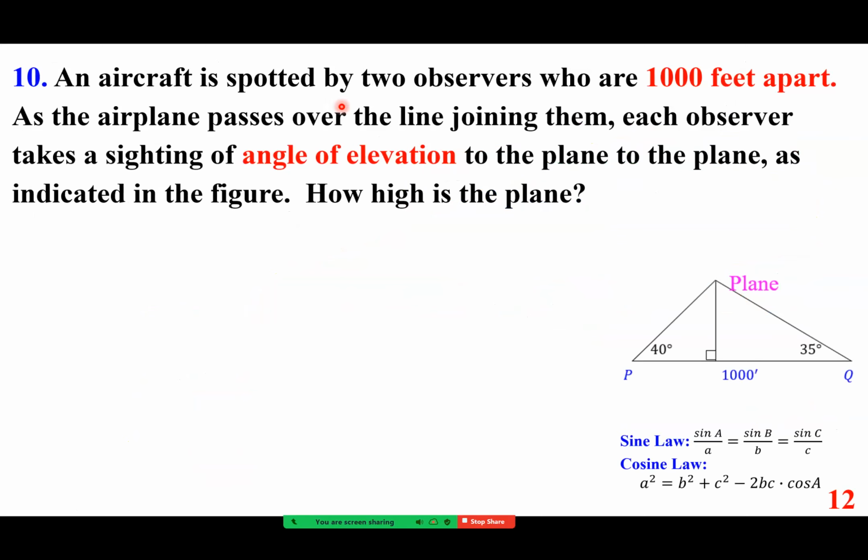An aircraft is spotted by two observers who are 1,000 feet apart. As the airplane passes over the line joining them, each observer takes a sighting of angle of elevation to the plane, as indicated in the figure. How high is the plane? So this is the situation, everybody.